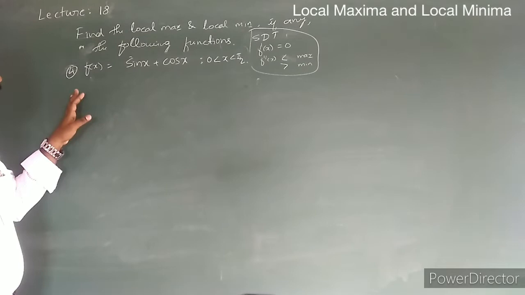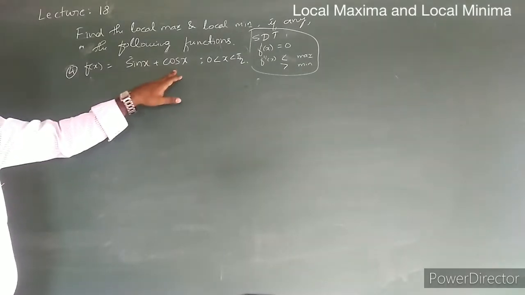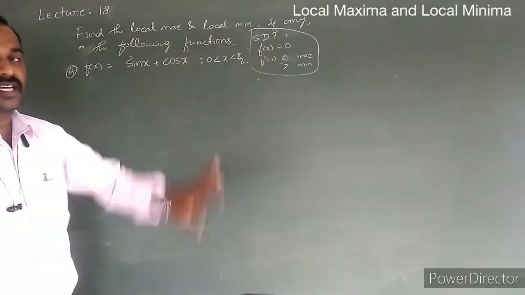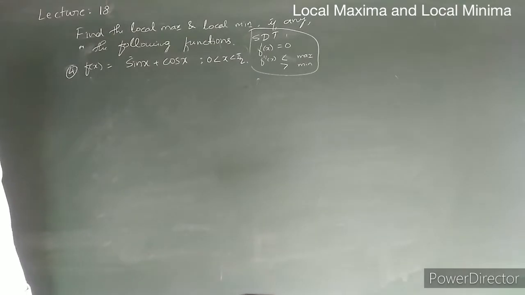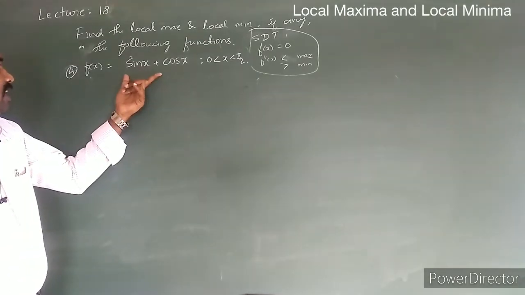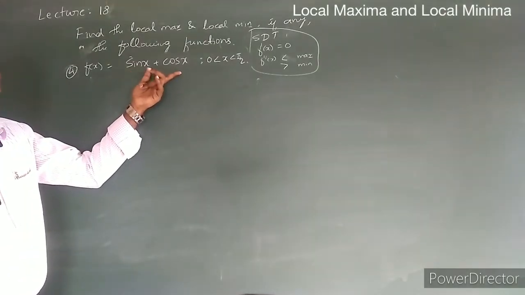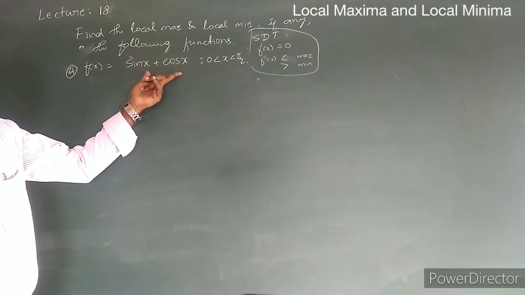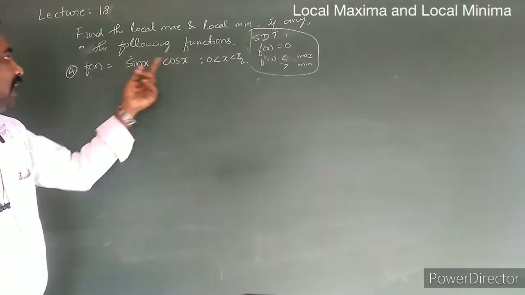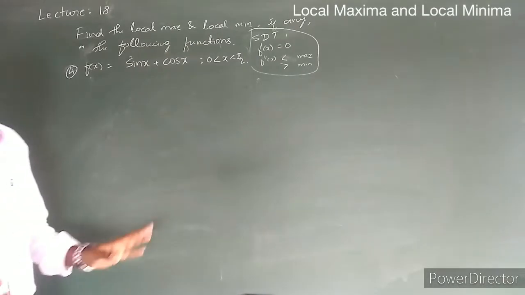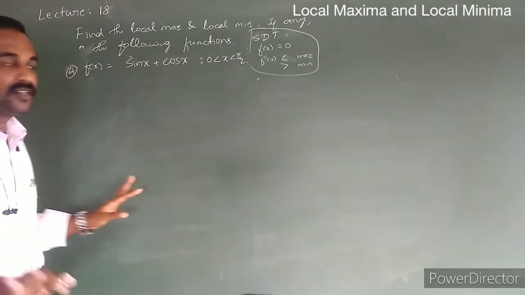The fourth one. f of x is equal to sin x plus cos x, where 0 is less than x is less than pi by 2. The function is sin x plus cos x, a sum of trigonometric functions. And what is the domain of the function? Here the whole real numbers is not the domain.